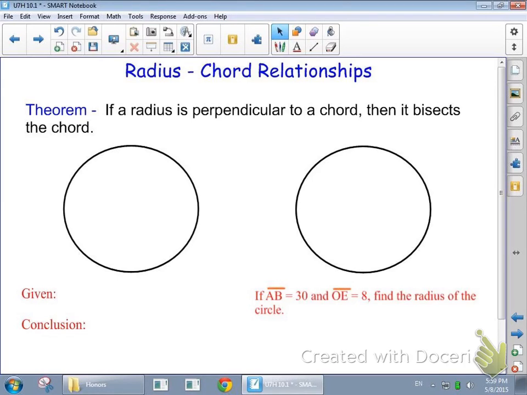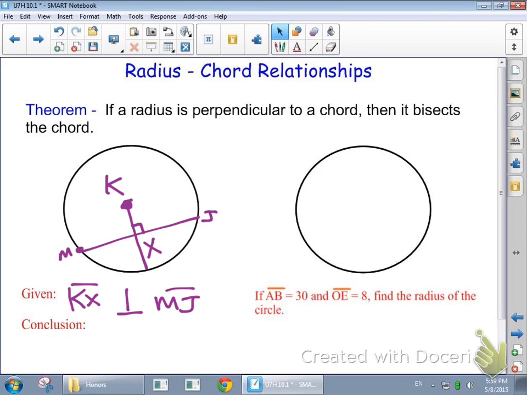Okay, next we have a theorem. If a radius is perpendicular to a chord, then it bisects the chord. So what I'm given is that I've got circle K, with chord MJ, and let's just label this here X. I'm going to be given that KX is perpendicular to MJ. My conclusion is that MX will be congruent to XJ.